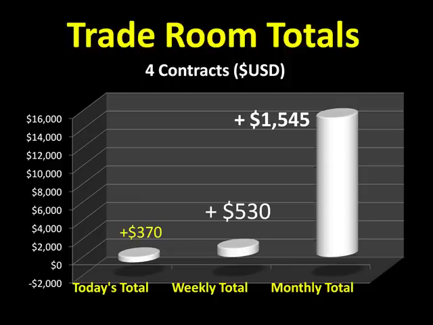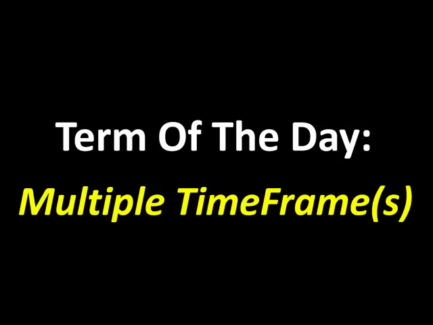Now, we brought in 370 this morning on 4 contracts. That's a 4 contract account, which means you could have been trading this today with us for $4,000 in your account and brought in close to 10% of that, right? 370 here in the room today. We took 2 trades, went 2 for 2. We'll show you guys how we did that today, but it brings our weekly total to 530, monthly total at 1545. So we'll keep you posted as we work our way through the month of August.